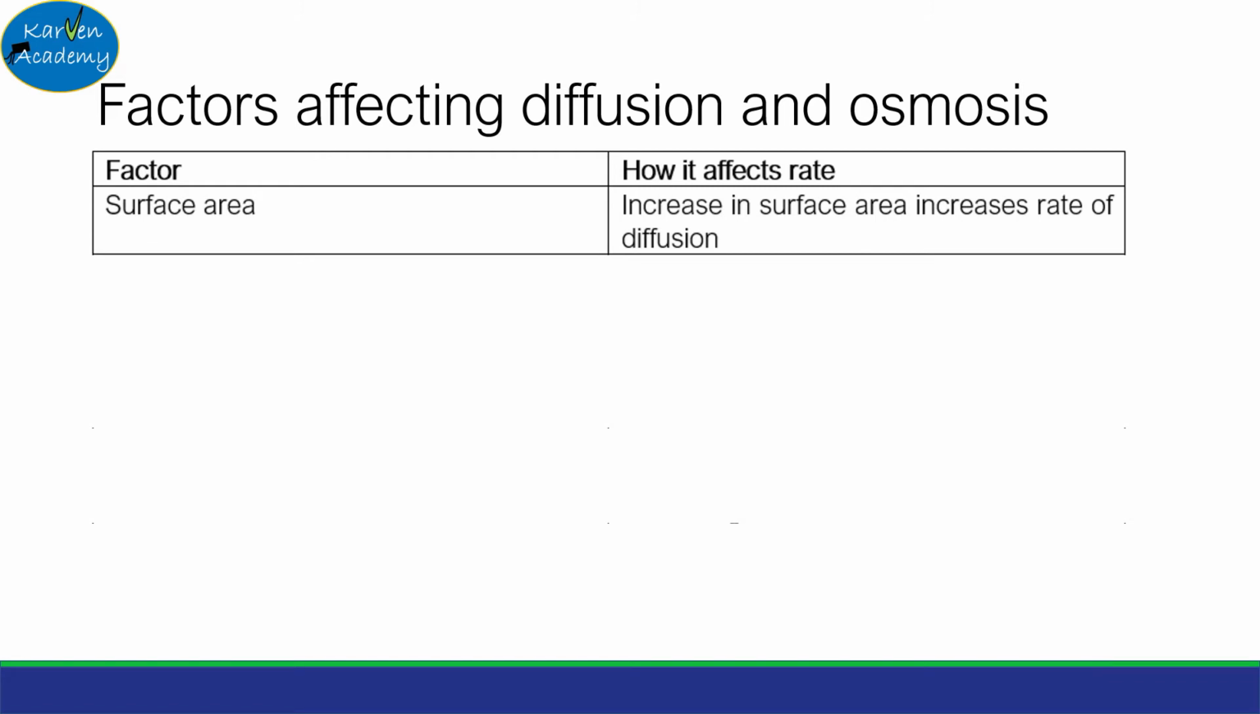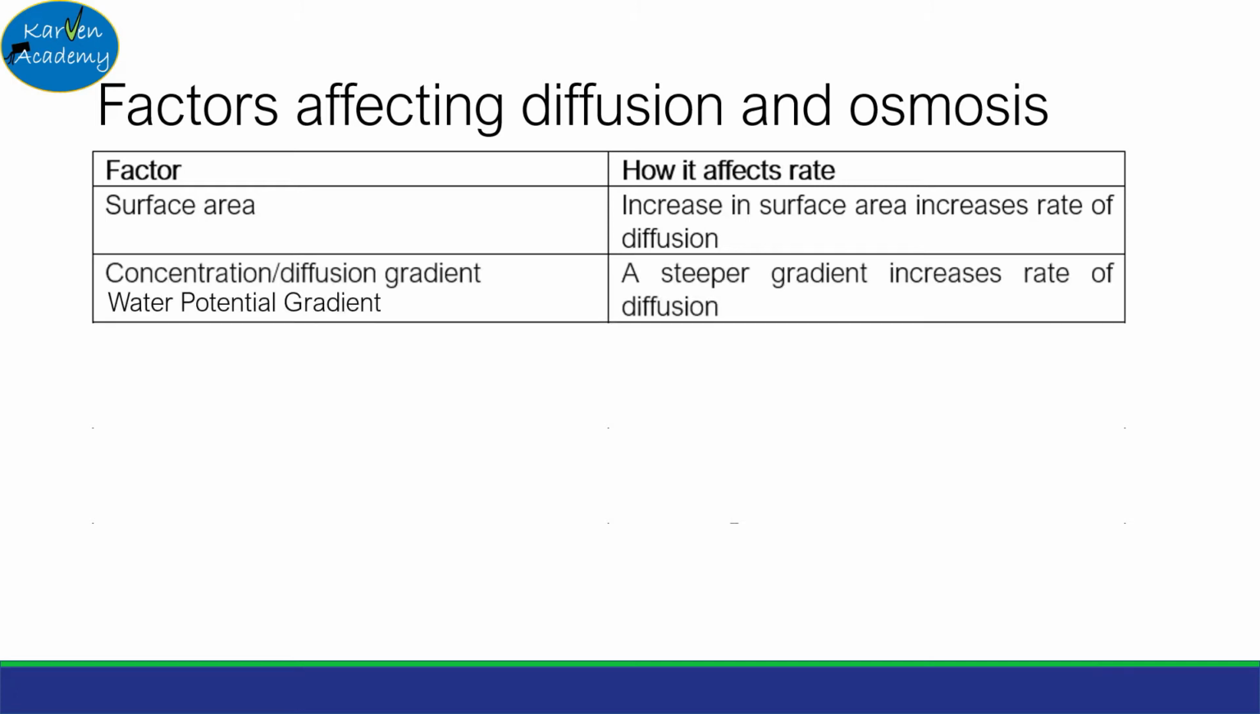Increase in surface area increases the rate of diffusion, which again you should be familiar with from GCSE. Then we have the concentration or diffusion gradient, same term really, and water potential gradient. A steeper gradient increases the rate of diffusion. I like to think of this as a slide in a park. The steeper the slide, the faster you go down. So the steeper the gradient, the faster the rate of diffusion.